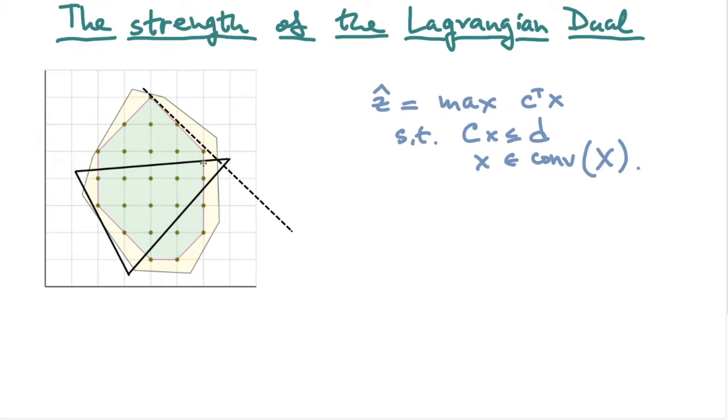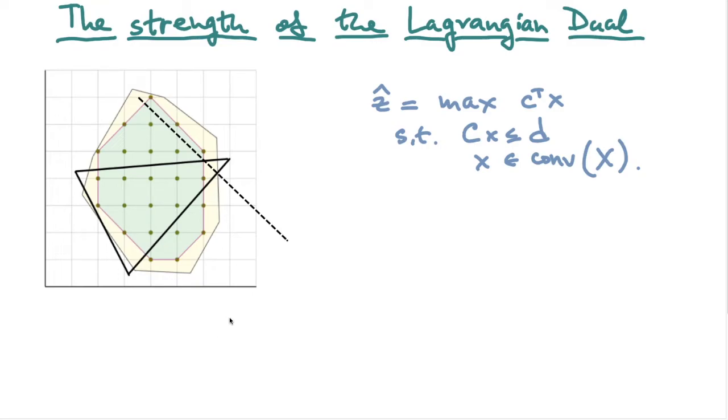So essentially it's going to be this corner right here, and we can see that our bound obtained from the Lagrangian relaxation is tighter than the LP relaxation. In fact, this result shows that the Lagrangian relaxation is always at least as good as the LP relaxation.